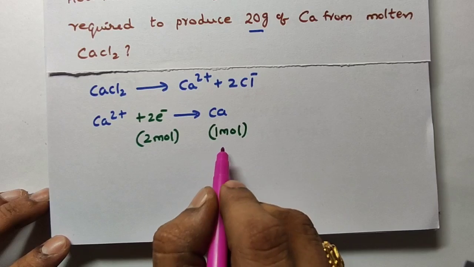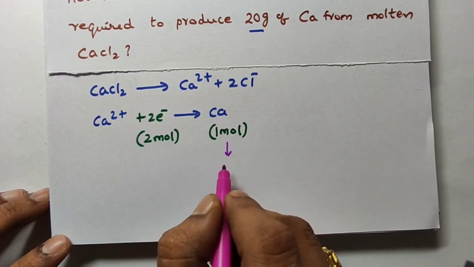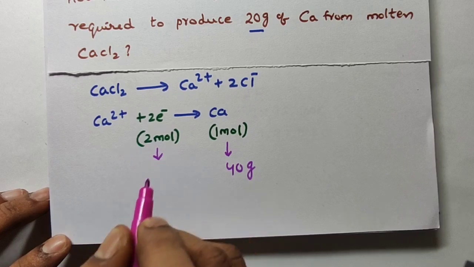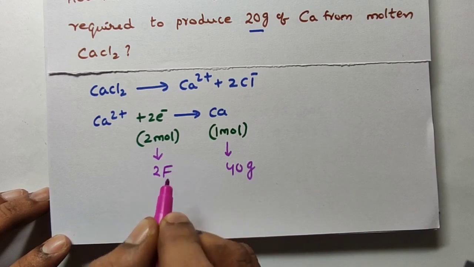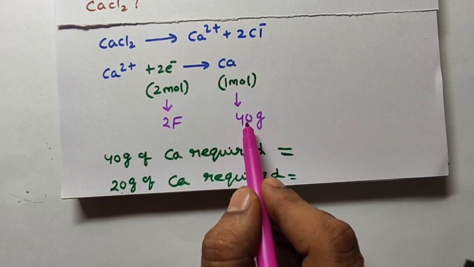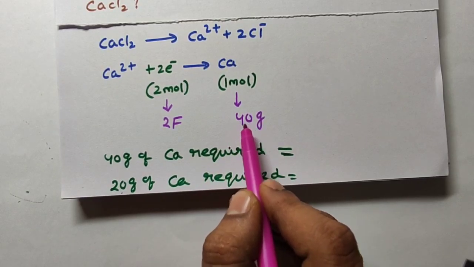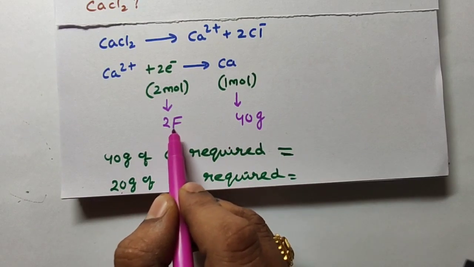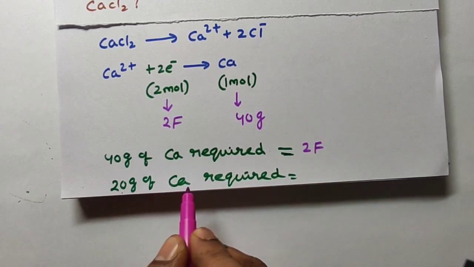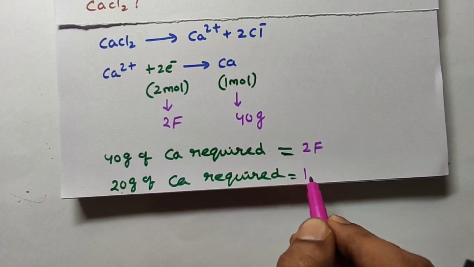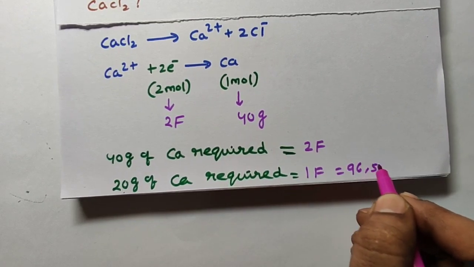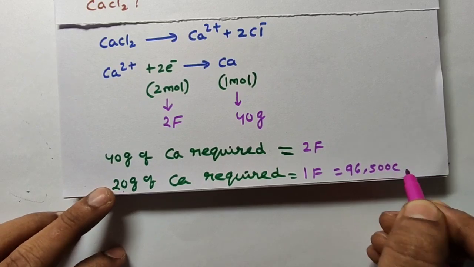Now what is the mass of 1 mole of calcium? Nothing but 40 grams. Charge of 2 moles of electrons is nothing but 2 Faraday. Here formation of 40 grams of calcium, we need 2 Faraday. How many Faraday? 2 Faraday. Then formation of 20 grams of calcium, we required how many? Half of that, 1 Faraday, or 96,500 coulombs.